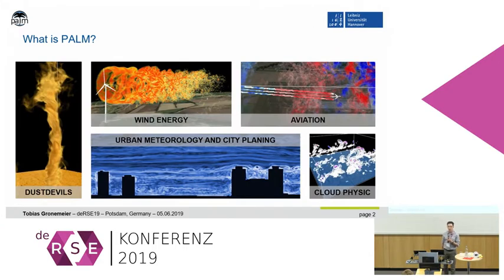So first, what is PALM? PALM is a large eddy simulation model, so it's a CFD code, and we can simulate dust devils, wind energy, aviation, urban meteorology and city planning, cloud physics. So basically, we simulate the atmosphere within the lower few hundred meters to 1 to 2 kilometers above the surface. And everything that is in there is simulated by PALM.